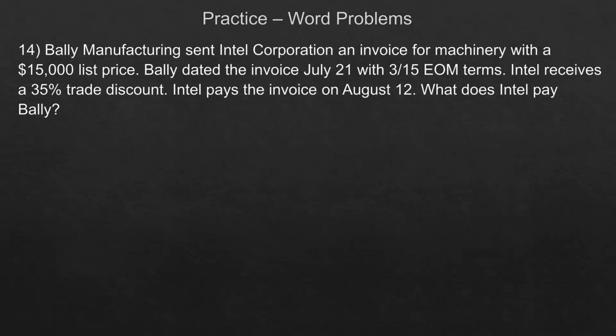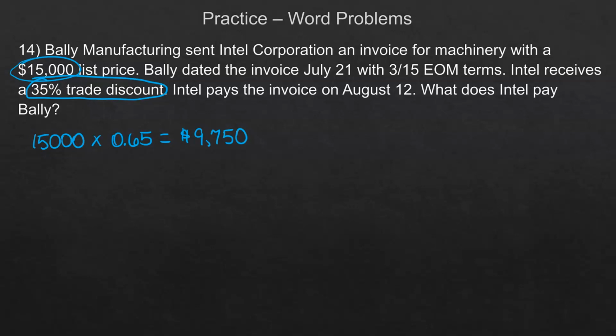Okay, so it's kind of like where to start. Well, I think I'm going to start right here with our trade discount, right? So we're going to take $15,000 and multiply it by the complement of 35%, which is 65%. So that is going to be $9,750. Now it doesn't tell us anything about the freight, therefore we don't have to worry about the freight. We just ignore that because they didn't tell us anything about it.